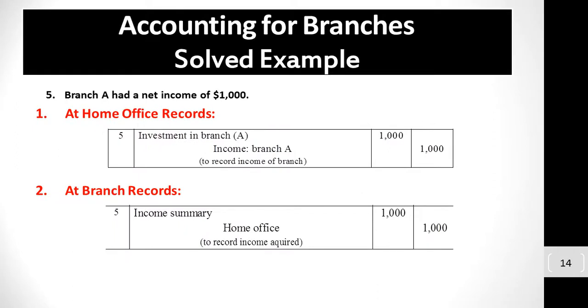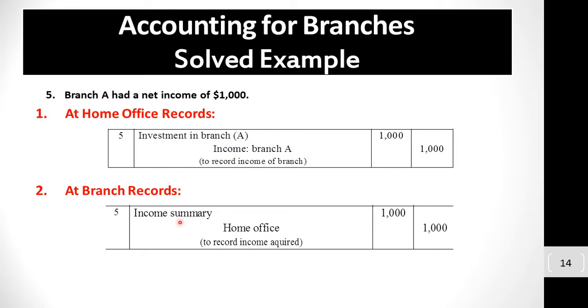Transaction 5 states that branch A had a net income of $1,000. At home office, I'm gonna say that investment in branch A, of course, increased by 1,000 because the income generated at branch A will be in the credit. This is to record the income that occurred within the branch.